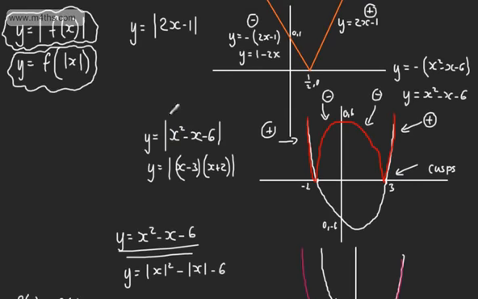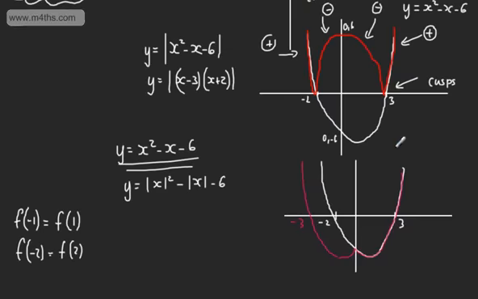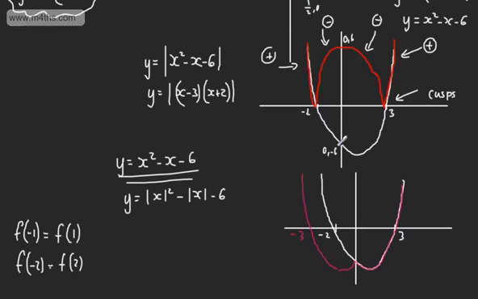So let's look at the difference between the two. We evaluate the function. If it's negative, we reflect it. With this one, we make all values positive, then evaluate. So reflection in x, reflection in y. We don't leave the original function there.